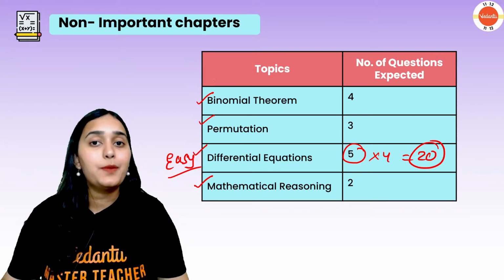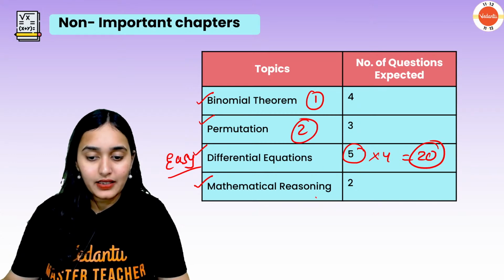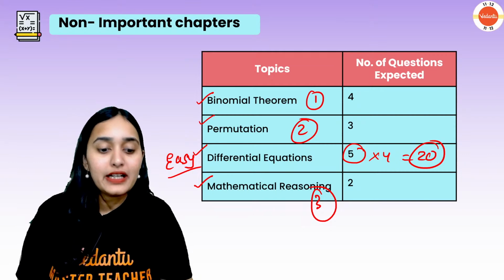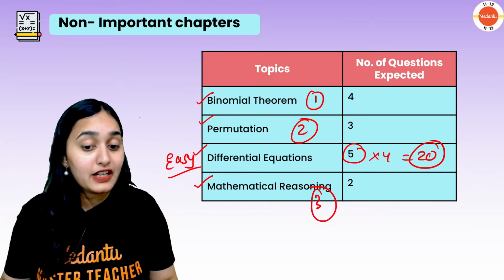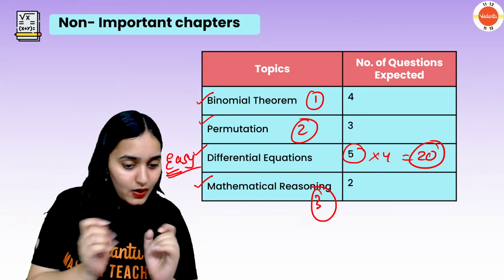But of course I will suggest that permutation combination, this chapter, this chapter, and this chapter, you can leave it for the last. If you get time, you do it. If you don't get time, you don't do it. But differential equations, you should do. All right, any doubt till now to anybody?